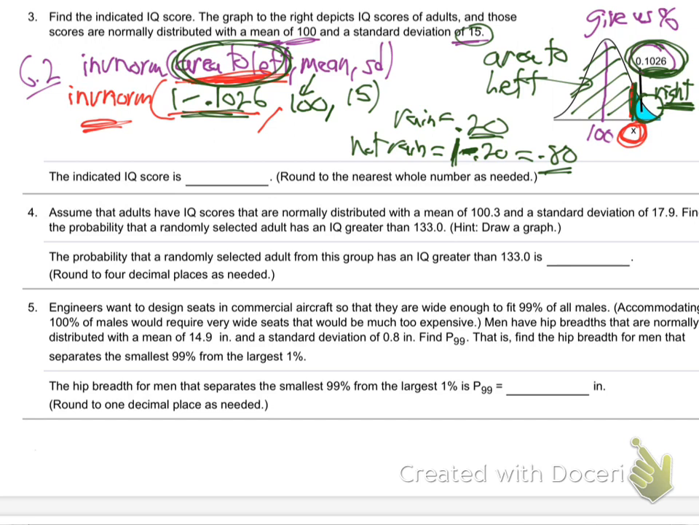I'm getting 119, nearest whole number, 119.0, so just 119. This number must be 119. Makes sense, it's bigger than 100, huh? And the number's to the right of 100, so that IQ score must be 119.